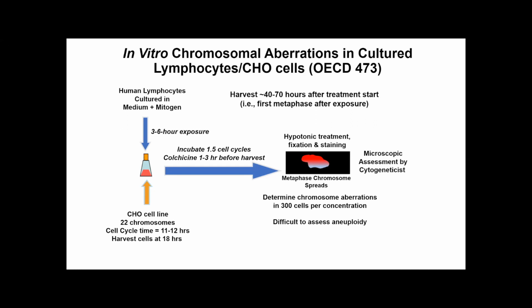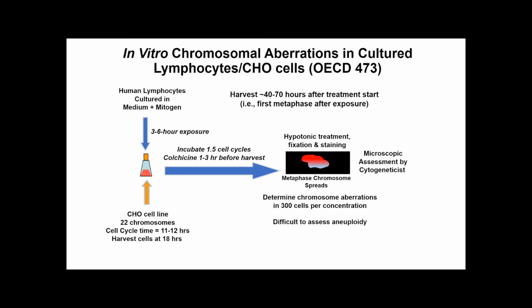On the other side are Chinese hamster ovary cell lines, CHO cell lines, and those are very frequently used for chromosome aberration tests. The reason is they grow well and they have big chromosomes. They have 22 chromosomes, we have 46. They have 22 and they're very large, what we call metacentric chromosomes, which means the centromere is in the middle. So you've got a nice big chromosome, and you can easily score chromosome aberrations.